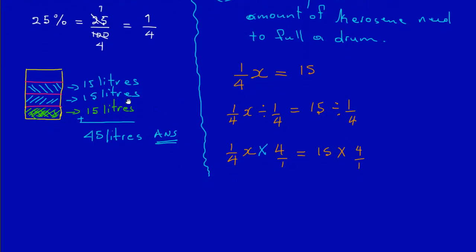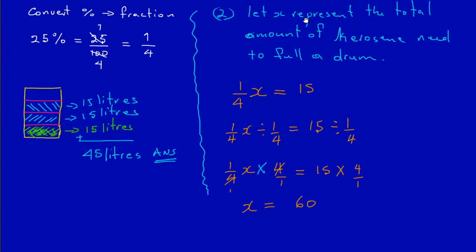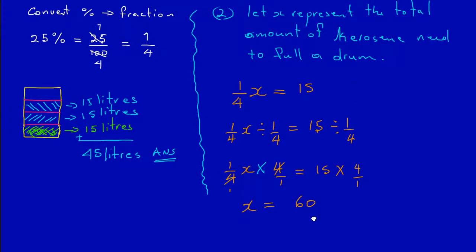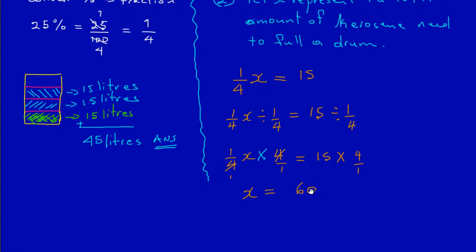So really what I have left here, I'm just going to cancel out. 4 can go into 4, will cancel out. So really what I'm left with here is 1 times x. That would leave me with x is equal to 15 times 4, which is 60. But if you look carefully, what we have solved for here is the total amount of kerosene needed to fill a drum. So we don't really need the total amount, which is 60.